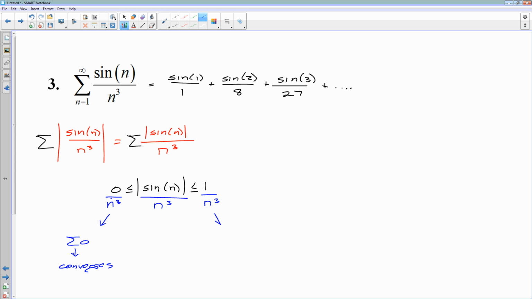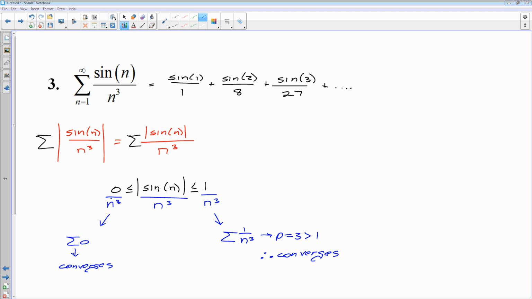This one is a p-series. This is the series 1 over n cubed. That's a p-series with p equal to 3. And anytime your p is larger than 1, then that converges. And what I've done here is I've trapped my sequence between two convergent series. So if those two converge, then so will the absolute value of sine n over n cubed.